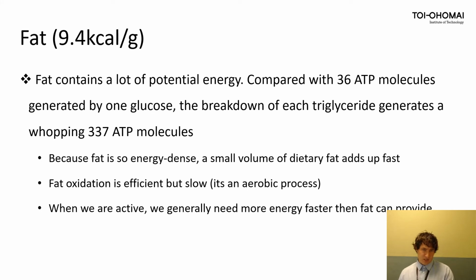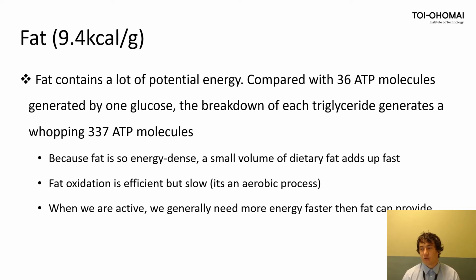Fats contain a lot of potential energy compared to the 36 ATP molecules on average generated by one glucose. Breakdown of each triglyceride generates around 337. I think I said over 100, so it's actually over 300. So the potential ATP in fats is huge, and that's why you get 9.4 calories per gram. So it's much more energy dense.